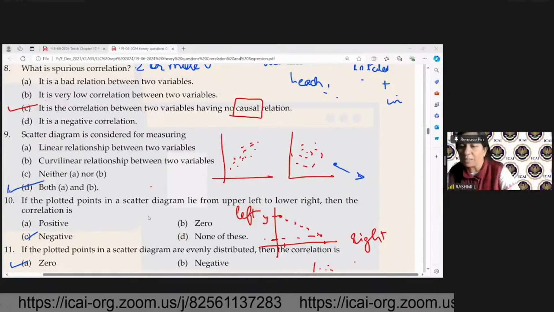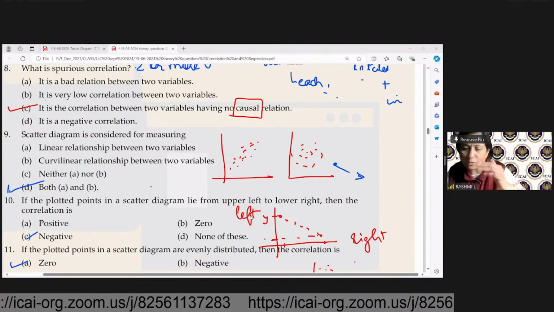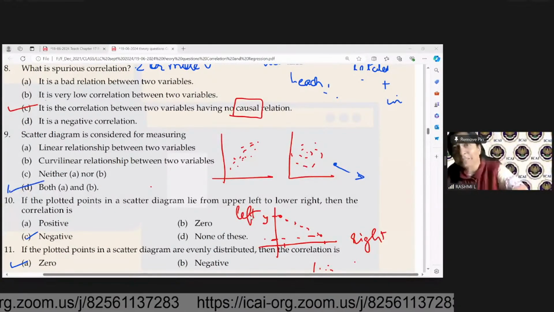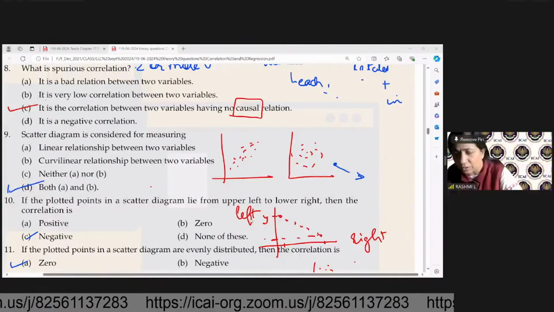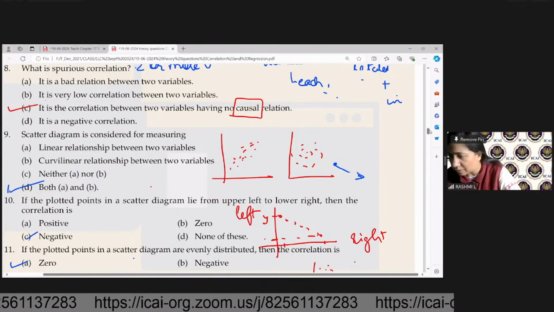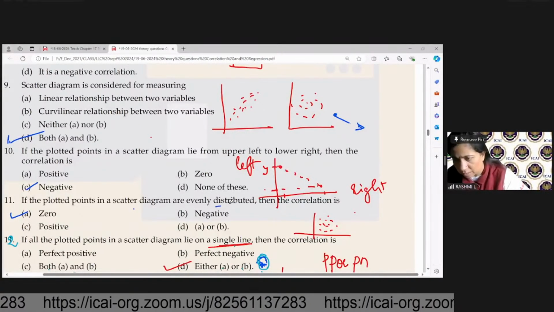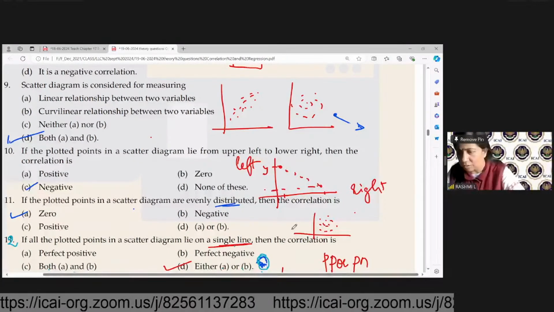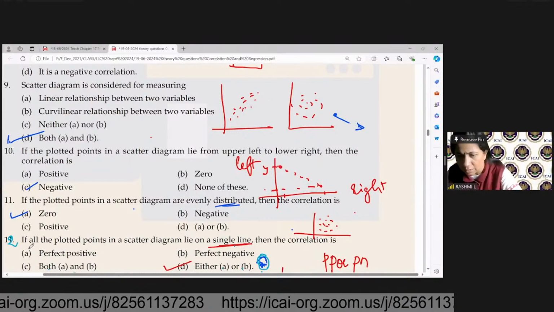If the plotted points in a scatter diagram lie from upper left to the lower right, okay, I am telling you again and again, you must remember: upper left to the lower right. If you don't understand, then draw the line. Upper left to the lower right, it is negative. Okay. If the plotted points in a scattergram are evenly distributed, that means the r is 0. That is, r is 0.